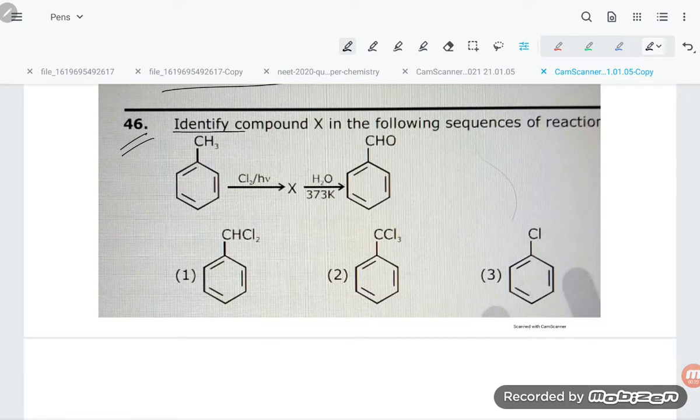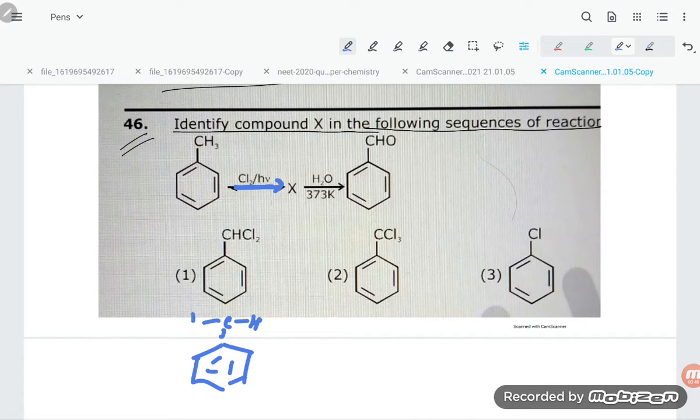The question: identify the compound X in the following sequence of reactions. So dear students, the reaction is taking place in the presence of hv light. It means that it is a substitution reaction, chlorination. So what compound is it going to give? Let us try to understand. Here is this compound, C with three hydrogens, and you are treating it with Cl2.